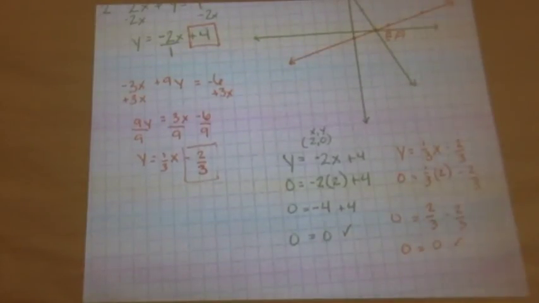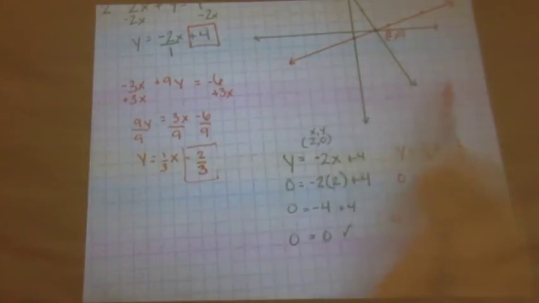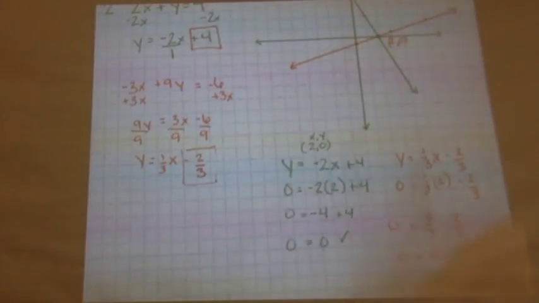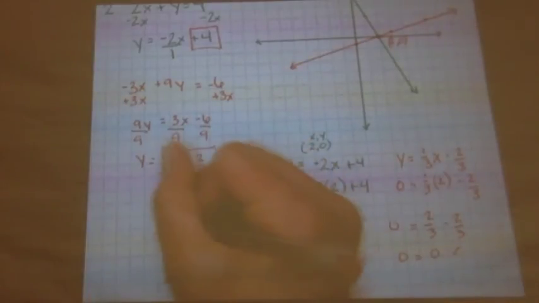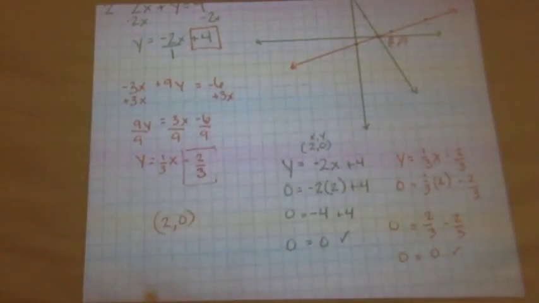So this checks out. So a solution for both of these lines up here would be 2, 0. So my answer would be 2, 0 is a solution for both of those graphs, both of those lines.